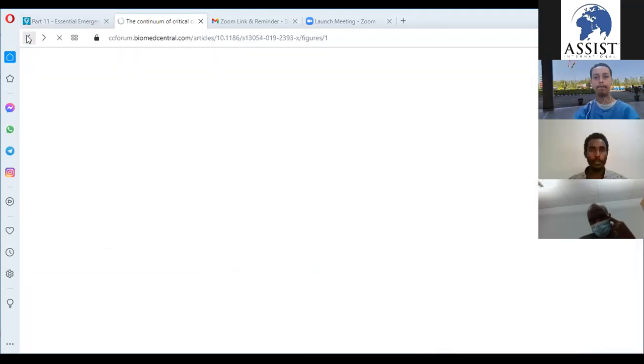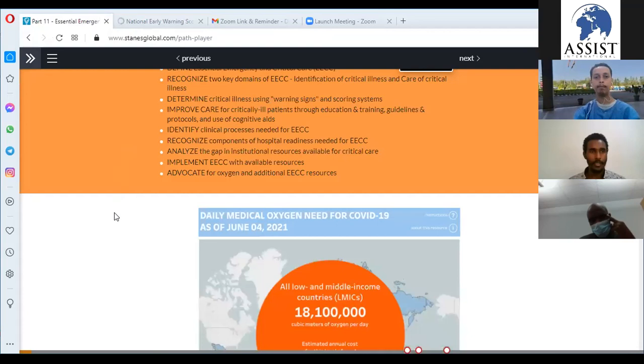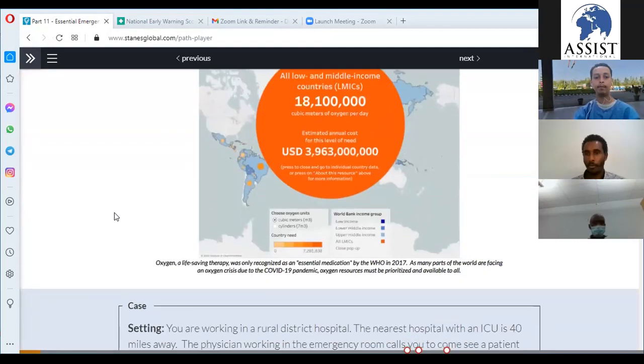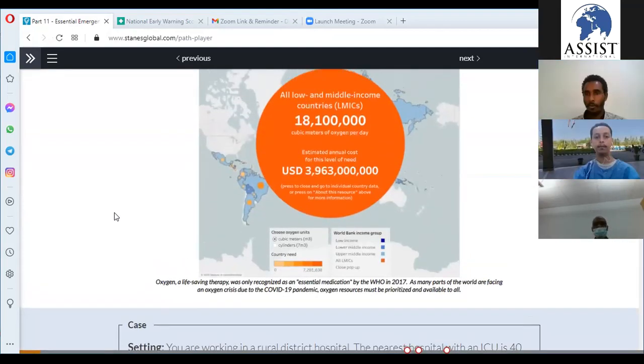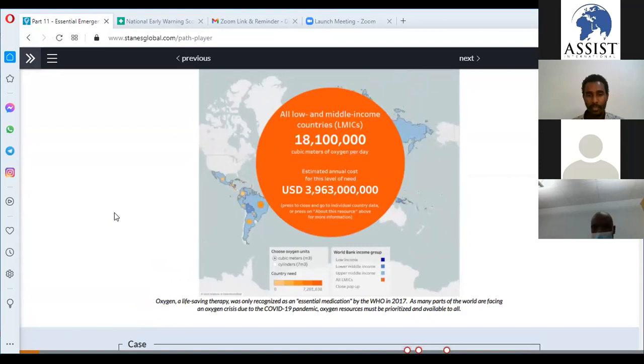Thank you, Alvin and Dr. Ananya, and thank you everyone who has joined us in this today's session. So as you know, since the COVID pandemic, a lot of countries, including the lower and middle income countries, have suffered a significant shortage in oxygen. And this oxygen, as you know, is a very mandatory life-saving therapy. And unfortunately, fortunately, it was recognized as an essential medication by the World Health Organization recently in 2017.